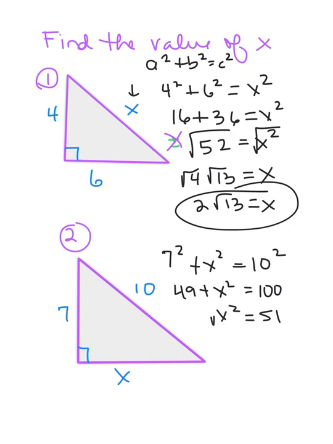Again, take the square root of both sides, and I also have to remember I need a positive value because a length can't be negative. There is no perfect square that goes into 51, so I'm just going to leave that in simplest radical form that states x is equal to the square root of 51.